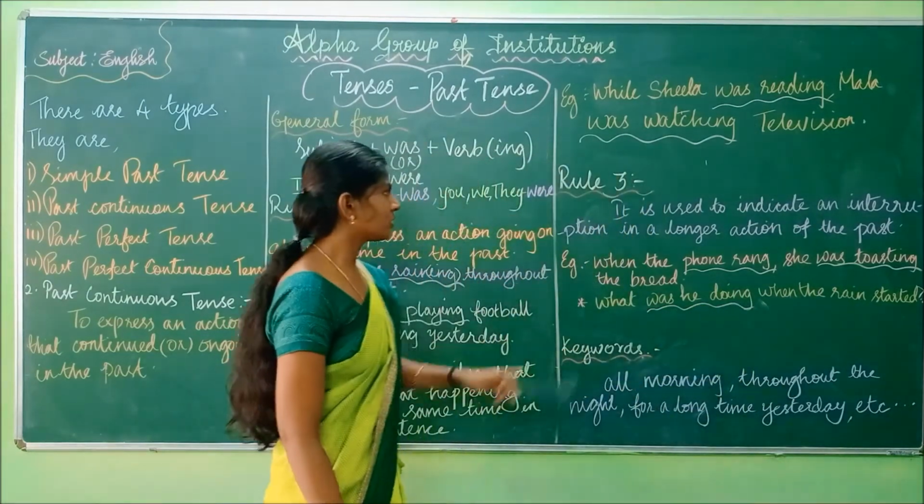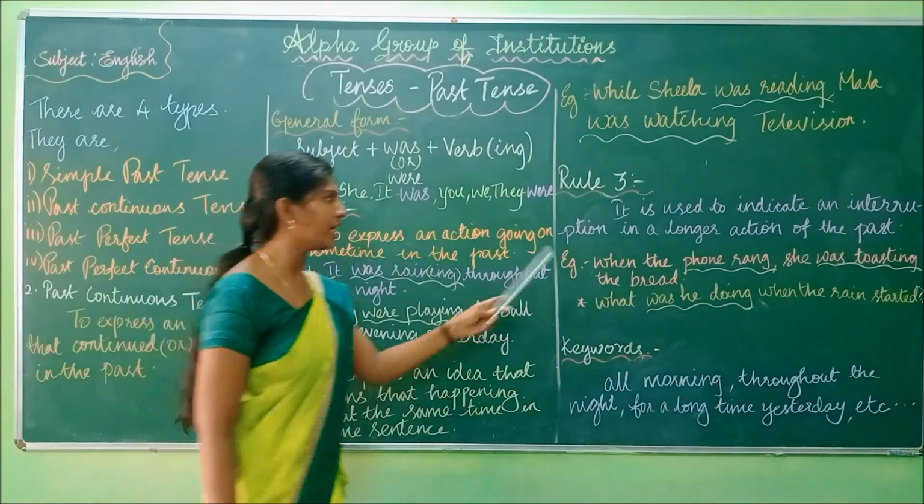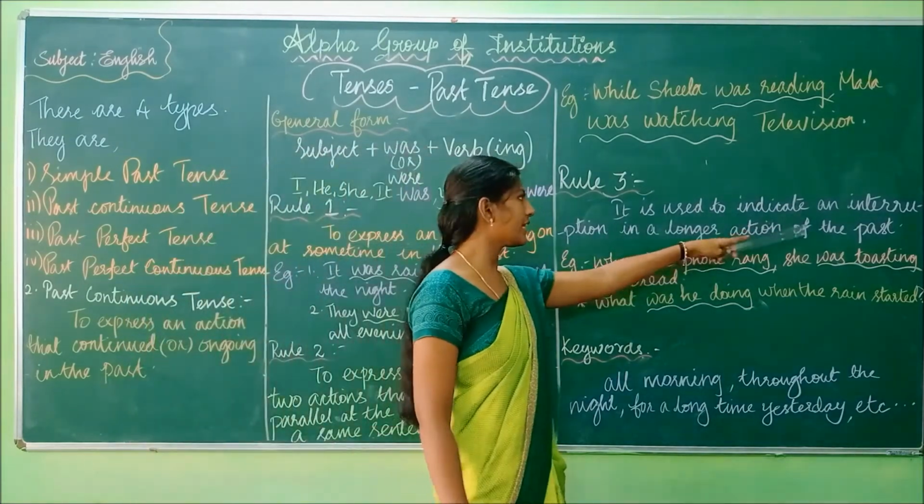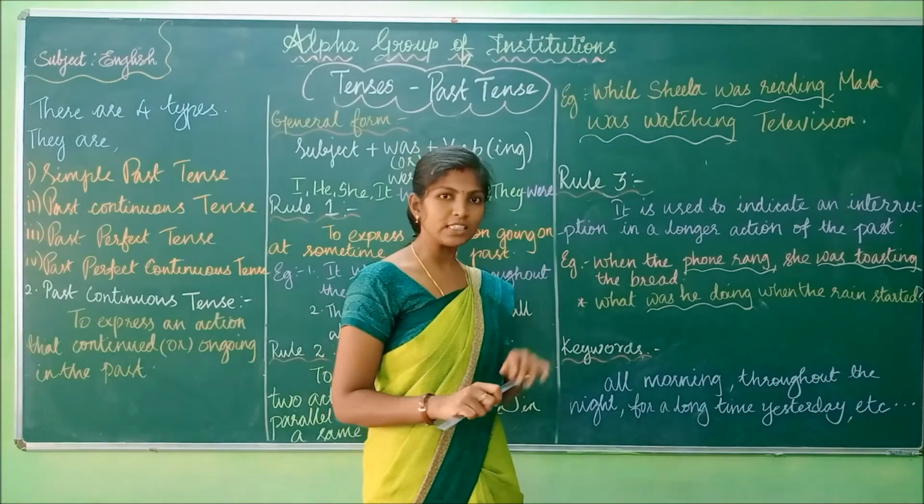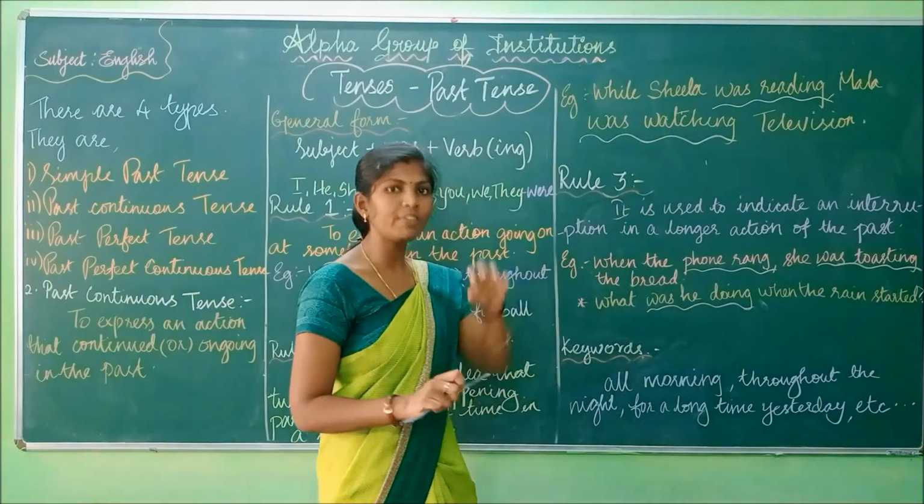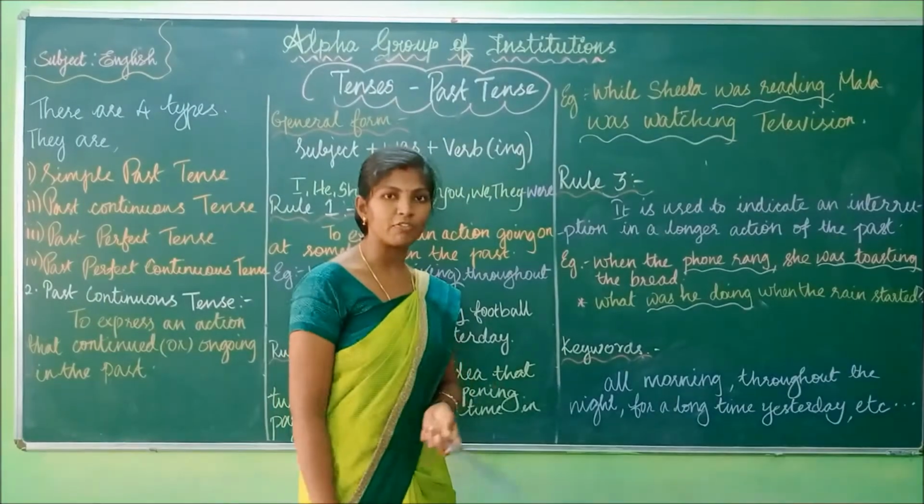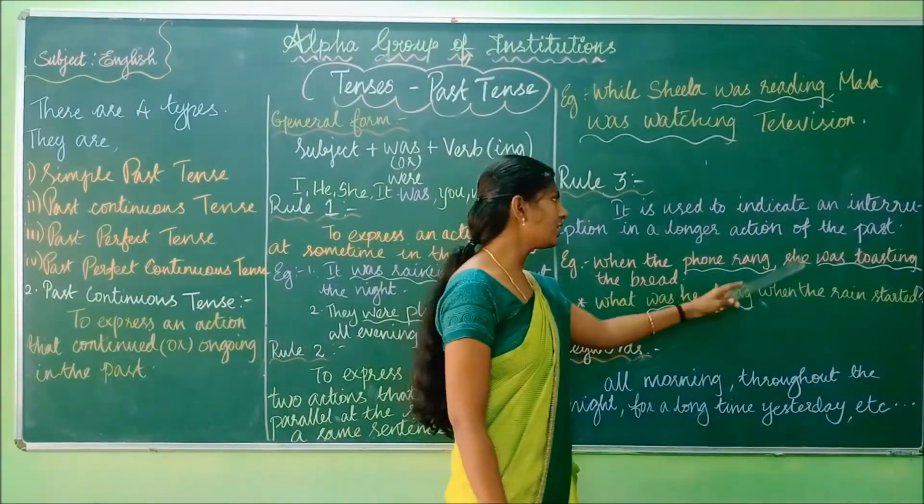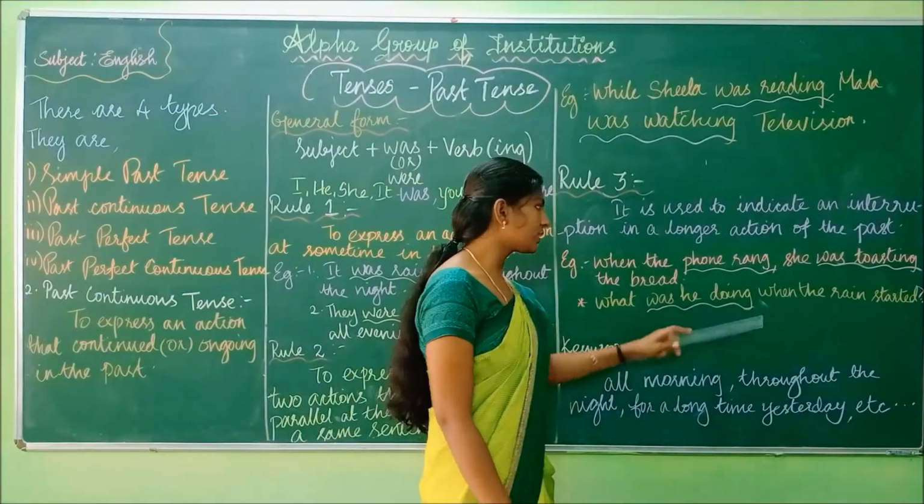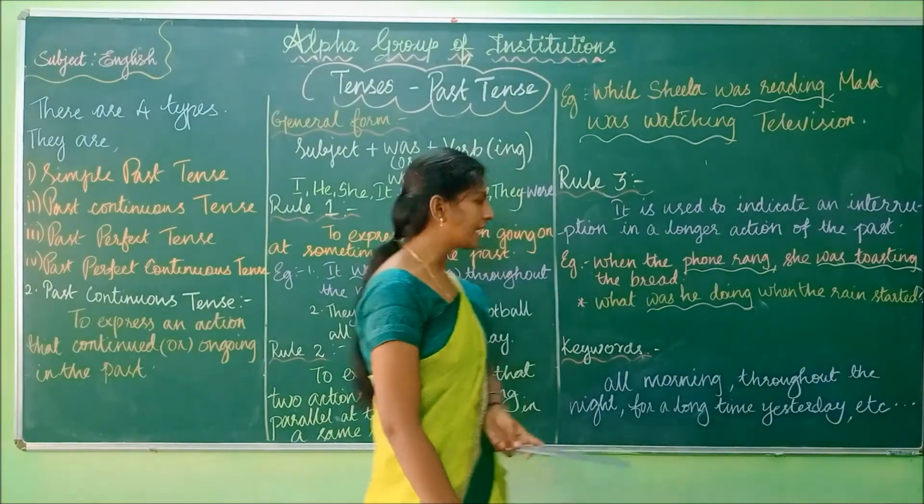Okay. Next one. So this is rule number 3. Hope you can understand this. It is used to indicate an interruption, a disturbance. Something happened in between when some other thing is going on, in a longer action of the past. When the phone rang, she was toasting the bread. What was he doing when the rain started?